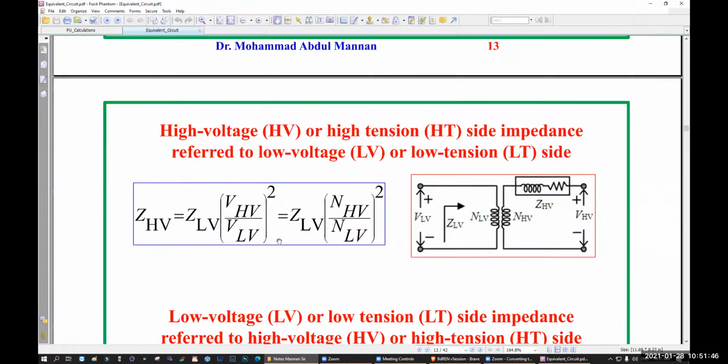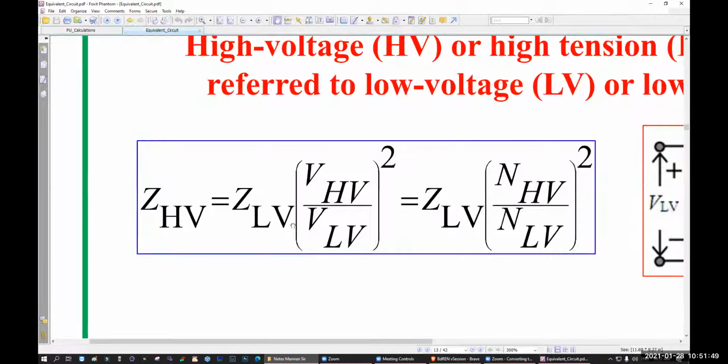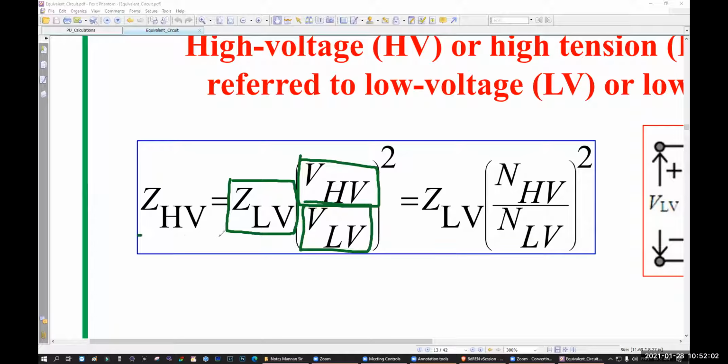This one. Z of low voltage, voltage of high voltage over voltage of low voltage, whole square, is equal to Z of high voltage. That means, see, power system. Exactly. So here you have to find out the resistance, right?